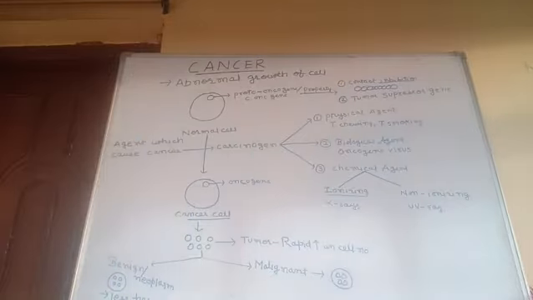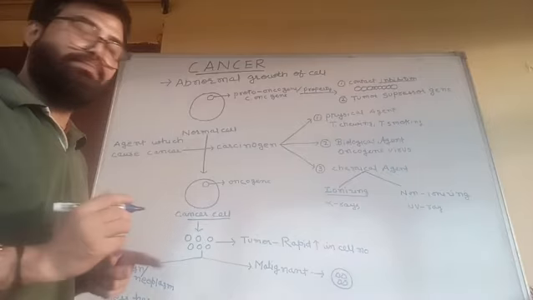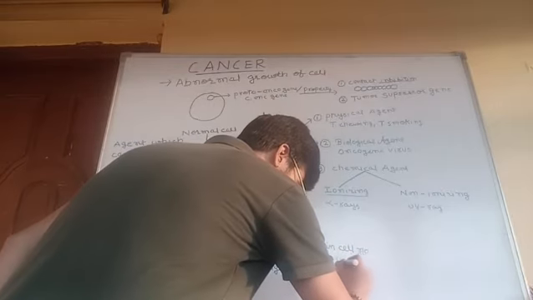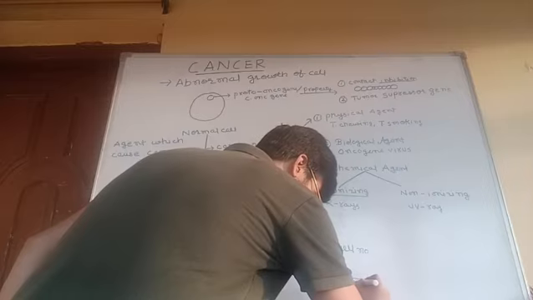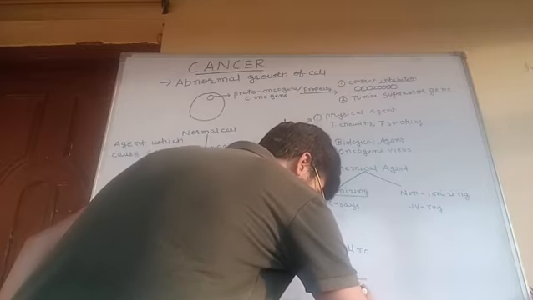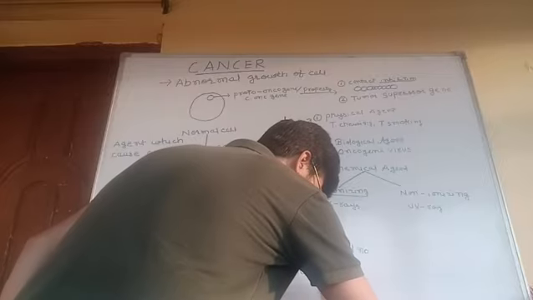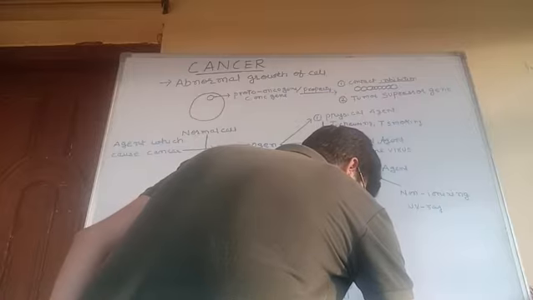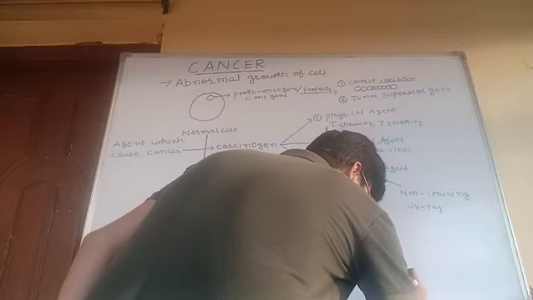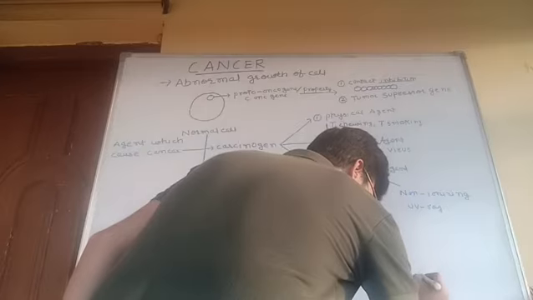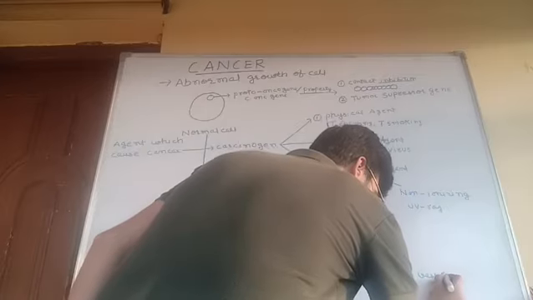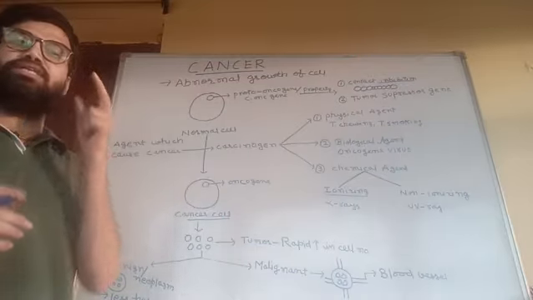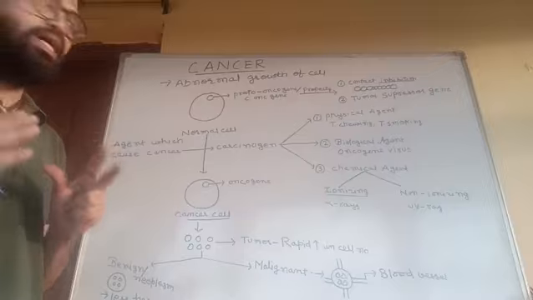After that, what will happen? Here you can see that there is a development of the blood vessels. These are all the blood vessels which develop. And what will these blood vessels do? They will take the nutrient from the neighboring cell.